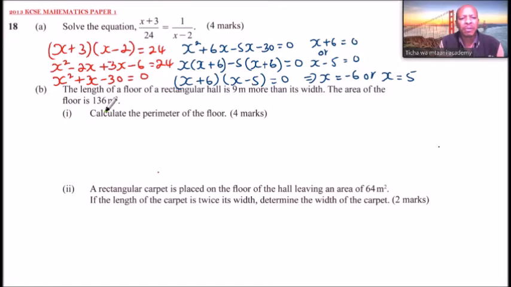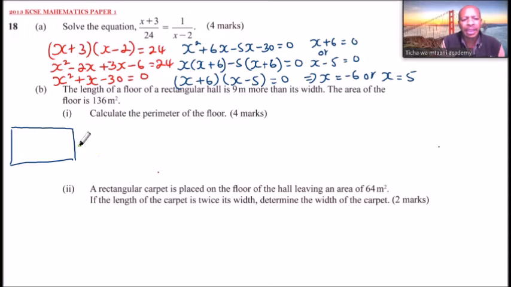The area of the floor is 136. Calculate the perimeter of the floor. Now, to be able to do that, I always say it is good to make a sketch of that, so that you can be able to see it properly.